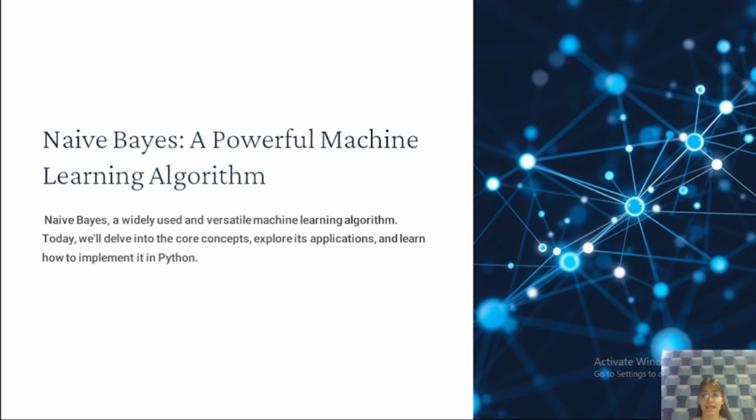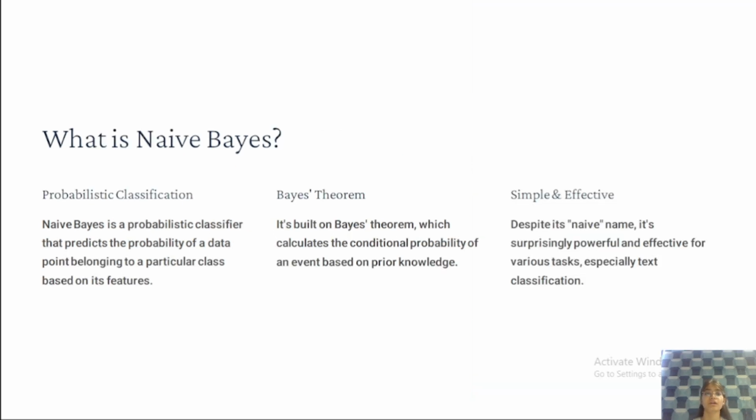It is a probabilistic classifier, which means that it predicts on the basis of the probability of an object. Naive Bayes is used in the real world like sentiment analysis or spam filtration and so on. So Naive Bayes is a probabilistic classification in which it predicts the probability of the dataset belonging to a particular class based on its features. It is based on Bayes' theorem, which calculates the conditional probability of an event based on prior knowledge. It is very effective and simple.